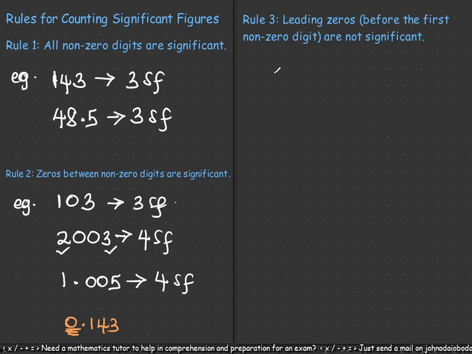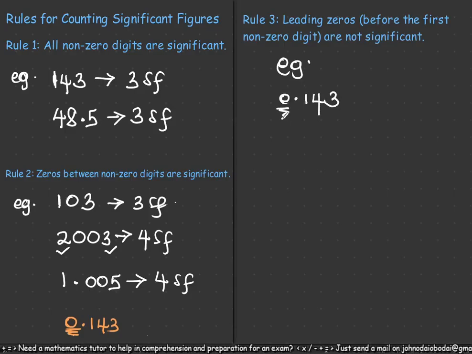Hence, if we have a number as what I wrote here, 0.143, this is a leading zero, and it comes before the first significant or non-zero digit. Hence, this here is not significant. We can still conclude that this has got just 3 significant figures because this zero here is a leading zero. It leads the number.